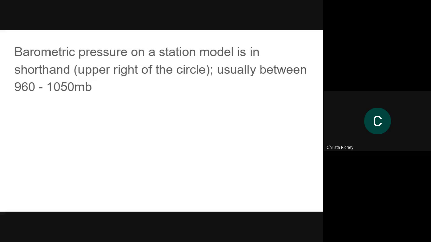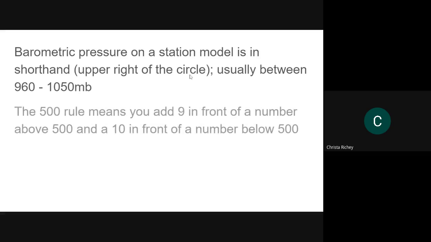All right, barometric pressure. Technically you need to add 10 and 5, and I have faith you can add 10 and 5. Barometric pressure on land goes between 960 and 1050 millibars. Over the ocean with hurricanes, it can get a lot lower than that. We talked about hurricanes yesterday. The 500 rule: if the number's less than 500, put a 10 in front of those three digits. If the number's more than 500, put a 9 in front of those digits. Then you put a decimal between the last two numbers.